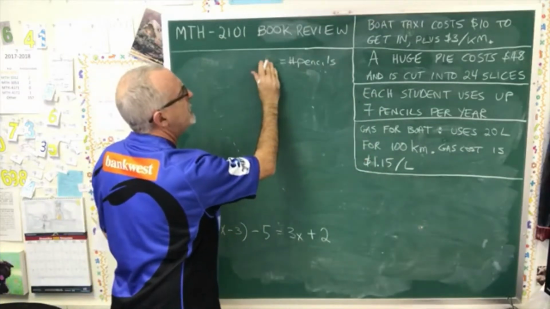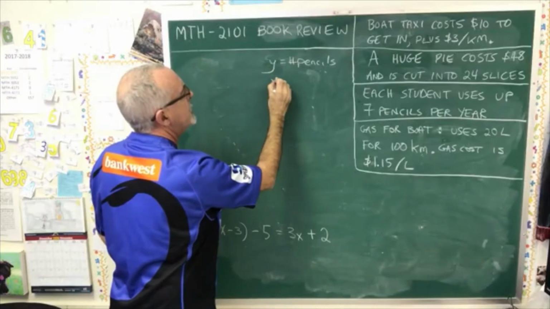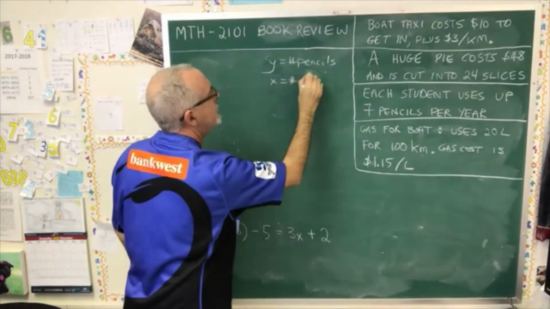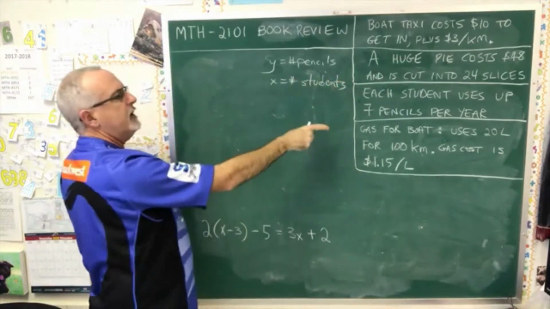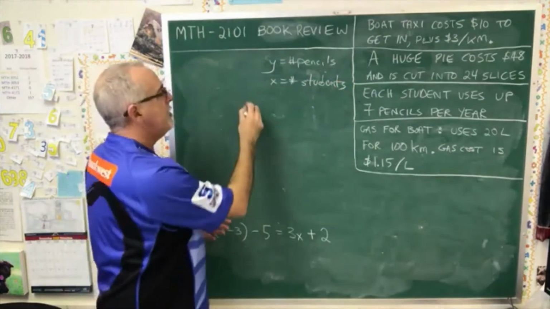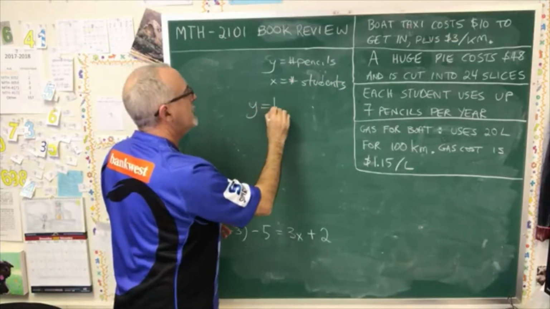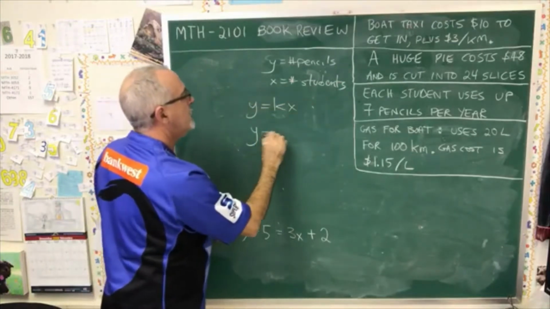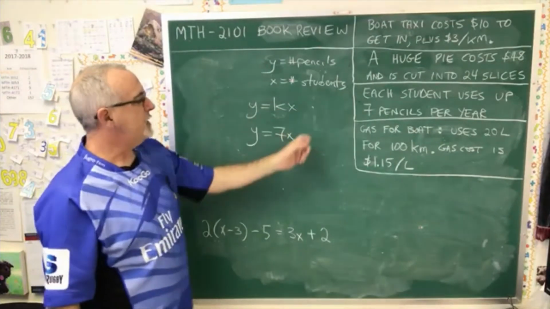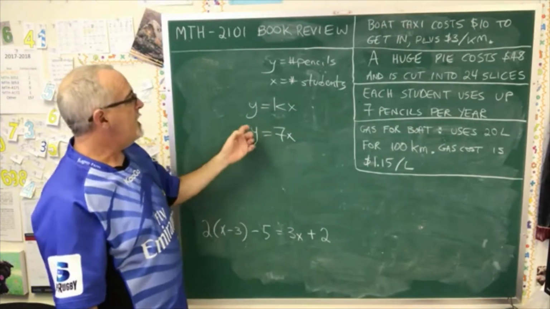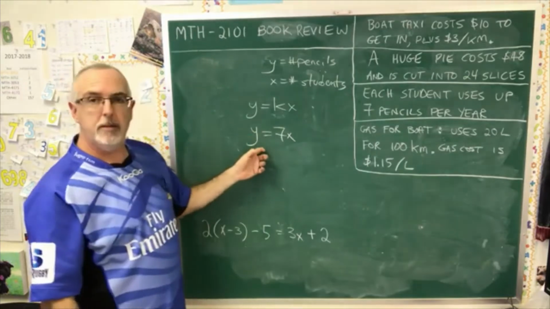No. I'm going to make y equal to the number of pencils and x equal to the number of students. When I do it this way, 7 is my proportionality constant. I am making an equation in y equals kx form, which is y equals 7x. Now I can plug in the number of students I want and figure out how many pencils they use.